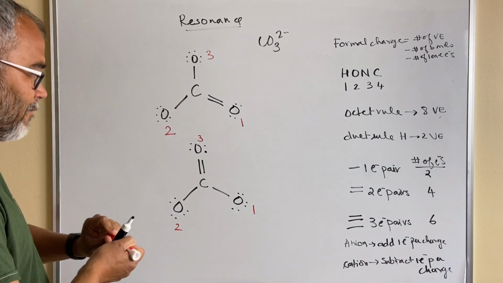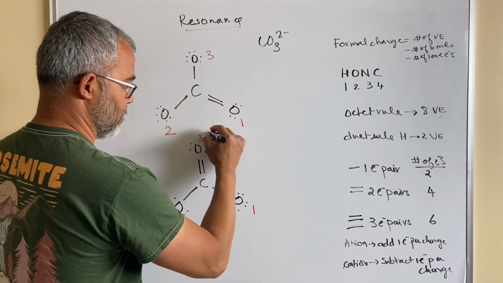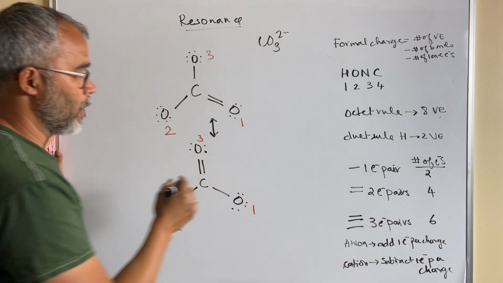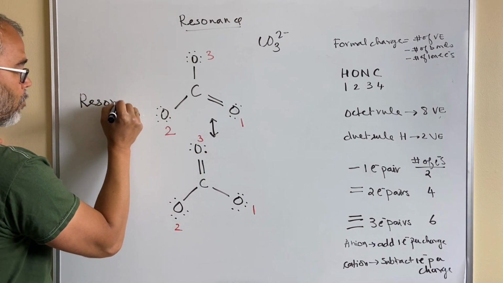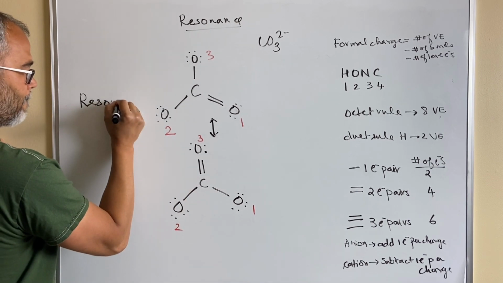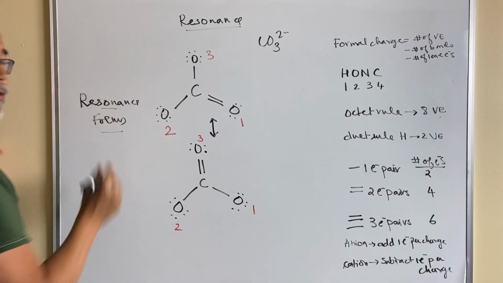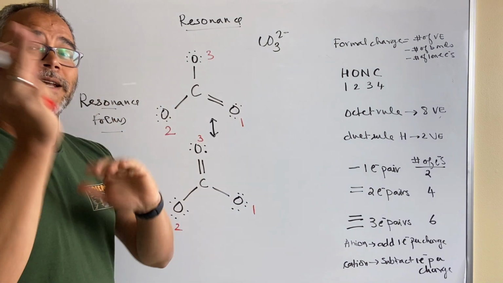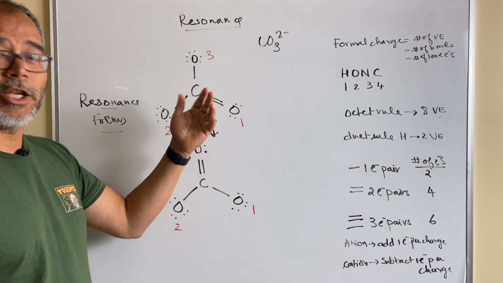So whenever you have a scenario where you can draw more than one equivalent form, you connect them, you show them with a double headed arrow that way. These are called resonance forms. Why resonance? Because the electrons are jumping back and forth, so they're resonating. Okay, so you can think of these forms as resonating between each other.